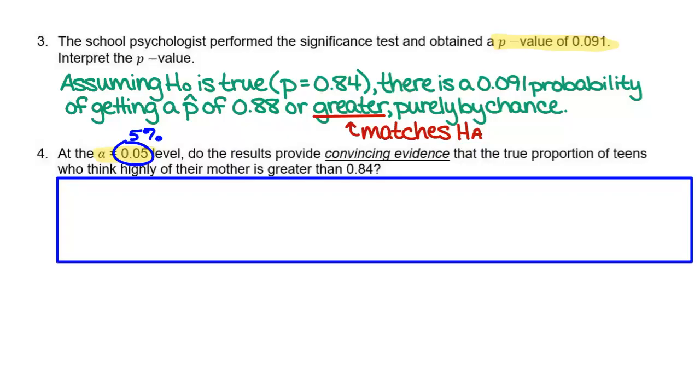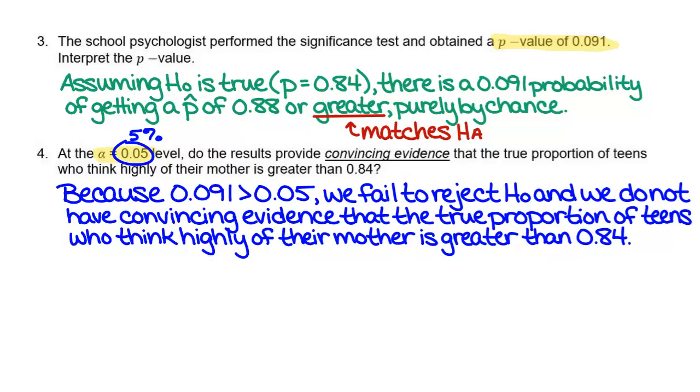So if we have a p-value of 0.091, how does that compare to the alpha level 0.05? It's greater than. So because 0.091 is greater than 0.05, we fail to reject the HO. And we do not have convincing evidence that the true proportion of teens who think highly of their mother is greater than 0.84.